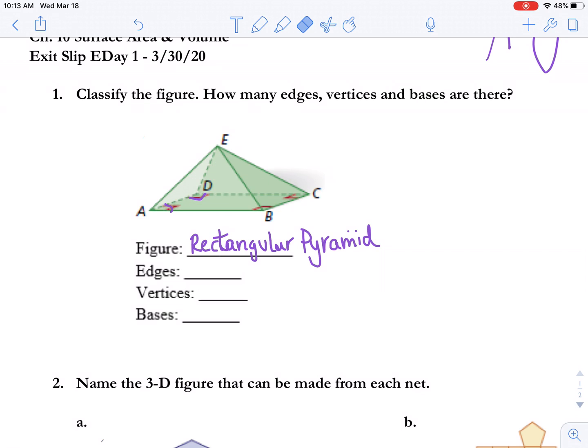So the edges are going to be those straight segments. So 4 edges for the base, and then 4 edges connecting each of those vertices up to that common point. So 4 and 4 makes 8. How many vertices? So those are all the points. So we have the 4 points at the rectangular base, and then the one common one up at top. So 5 vertices, and again, just one base.